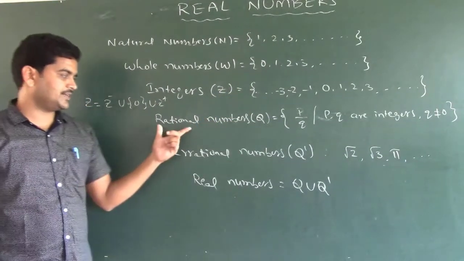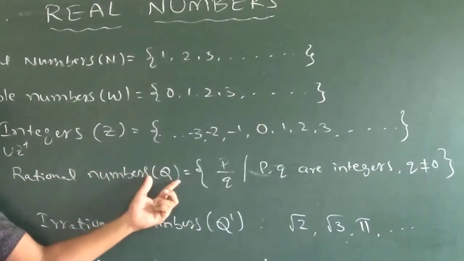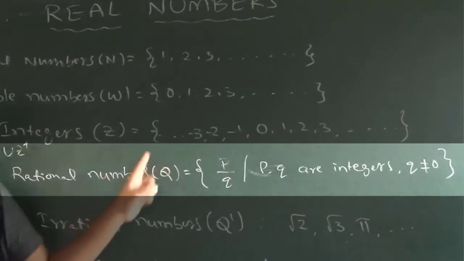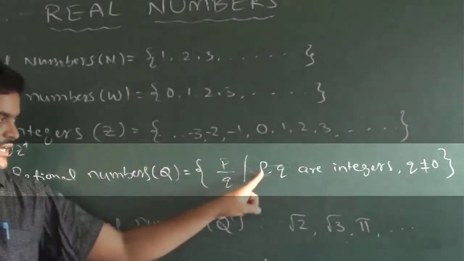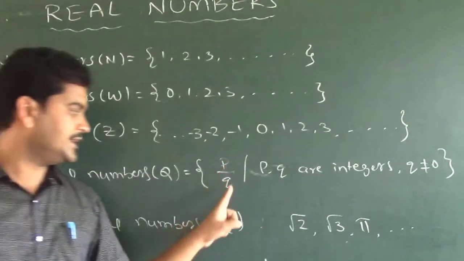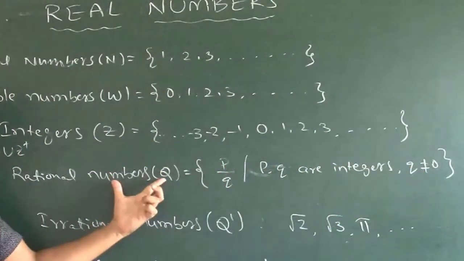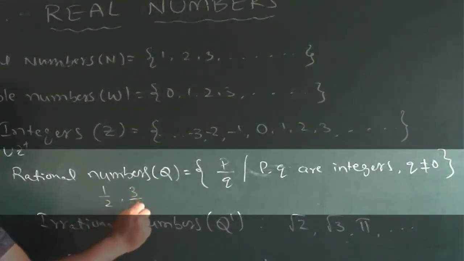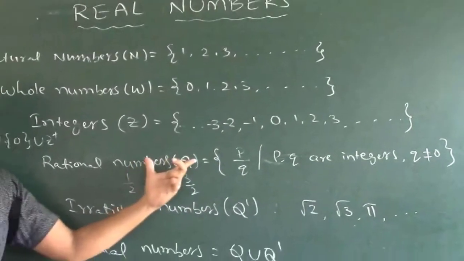Next type of numbers is rational numbers. Rational numbers are denoted by capital Q. So what is a rational number? A rational number means every number that can be expressed in P by Q form, where P and Q are integers and the denominator Q must not be equal to 0. For example, 1 by 2, 3 by 5, and minus 3 by 2 are examples of rational numbers.